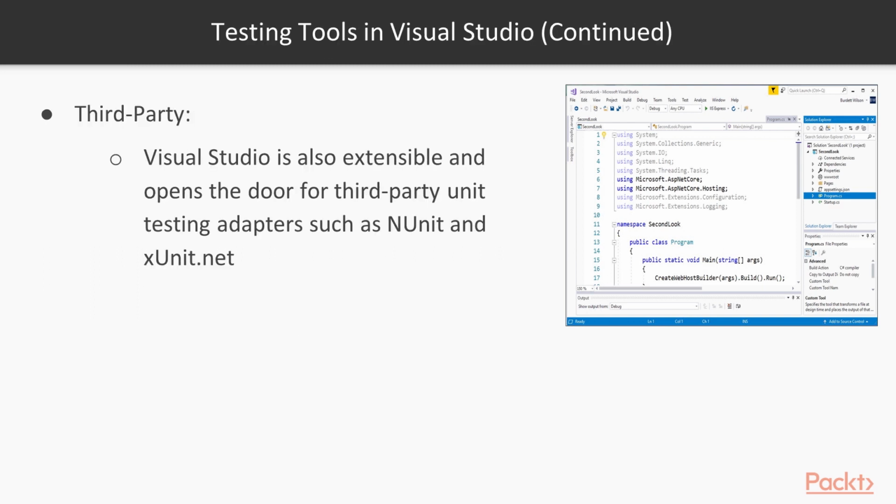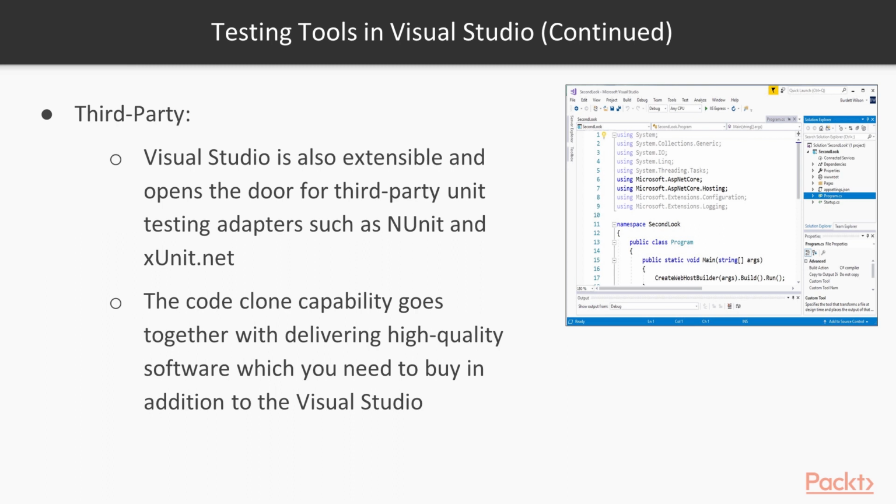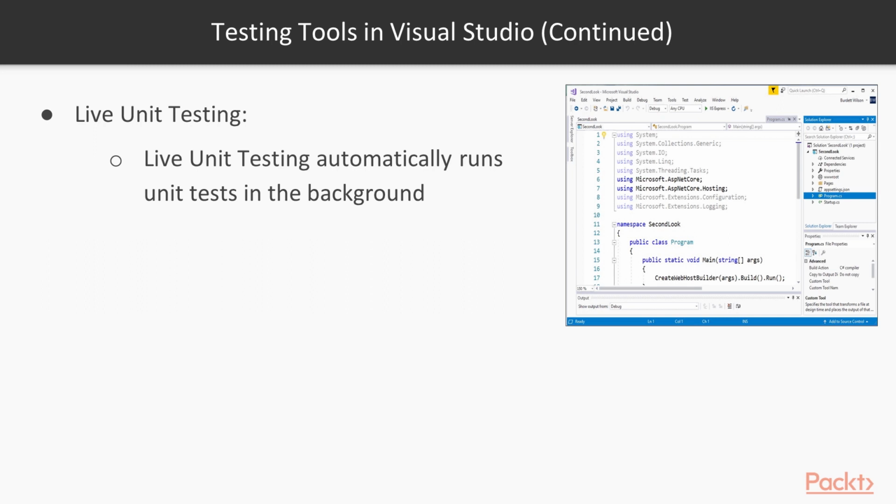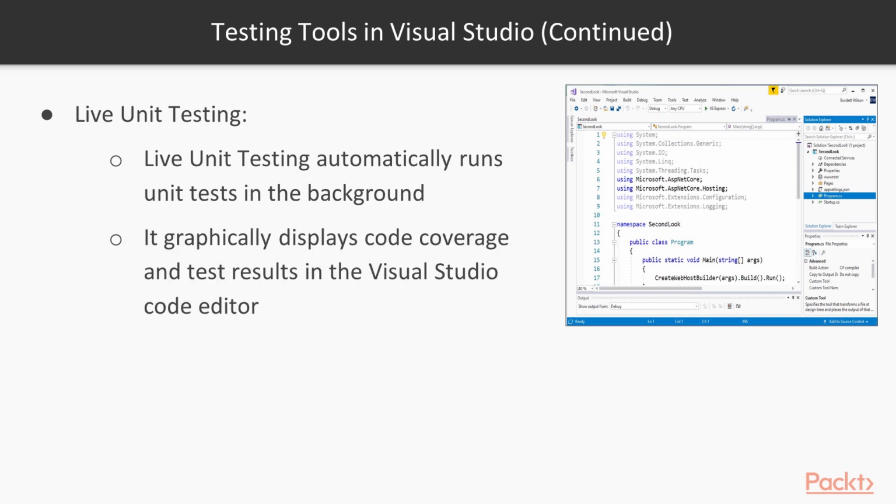Third-party options for Visual Studio are extensively an open door for you to get. Basically, you go in, upload most of these through the NuGet package manager, and you can pull in these other options. Or some of them are a paid service where you have to buy the software that is in addition to Visual Studio. Live unit testing automatically runs unit tests basically in the background while you're working on your project, and also helps you in developing code in the Visual Studio code editor.